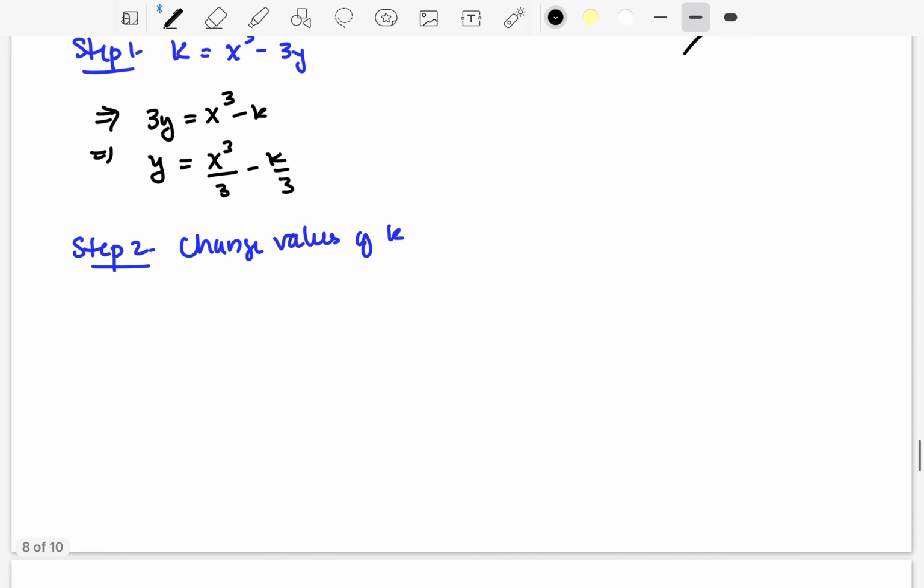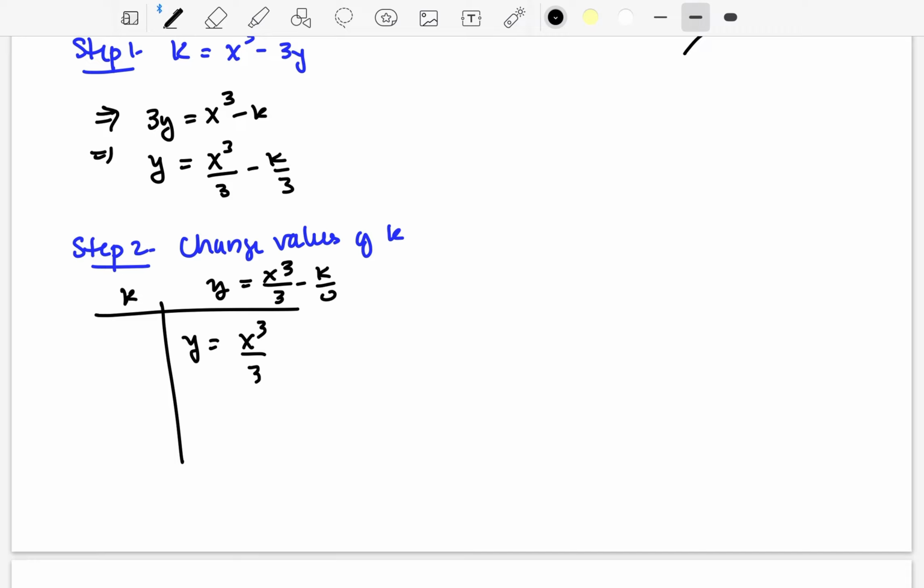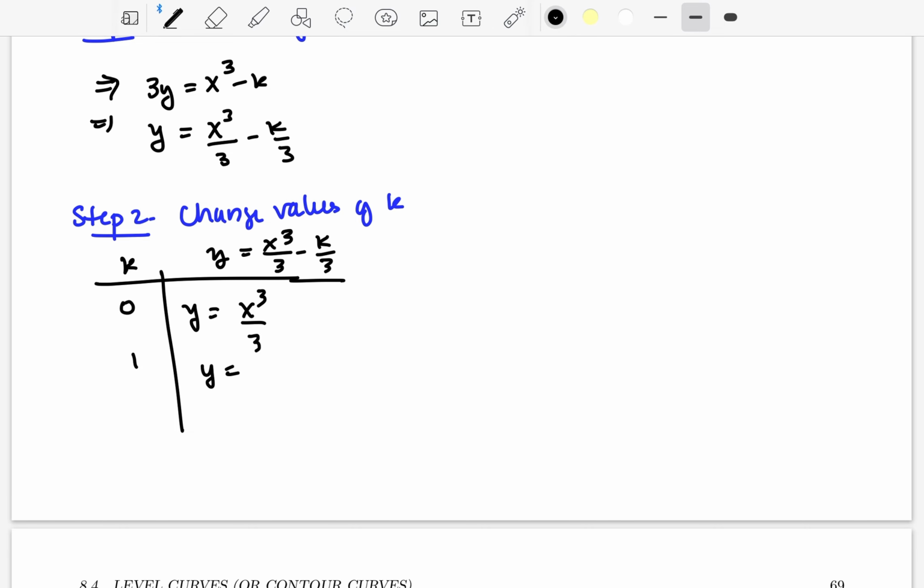So I get that y is equal to x cubed divided by 3 minus, when k is equal to 0, I get that. So maybe I can make a little table. I like making tables. So k versus y equals x cubed divided by 3 minus k divided by 3. So k is equal to 0, I just get y equals x cubed divided by 3. If I make k equals 1, then I get y is equal to x cubed divided by 3 minus 1/3. If k is equal to 2, I get that y is equal to x cubed divided by 3 minus 2/3.